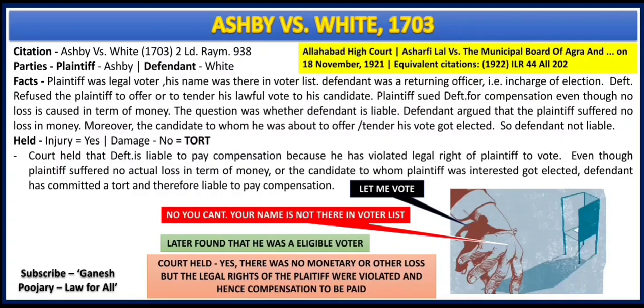Now the argument from White was, yes, Ashby couldn't vote, but later it was found that his name was there in the voter list. He was an eligible voter, but my action of not allowing him to vote hasn't caused him any loss, because whoever he wanted to vote for has won the election. That way, there is no loss to Ashby. That is what White argued.